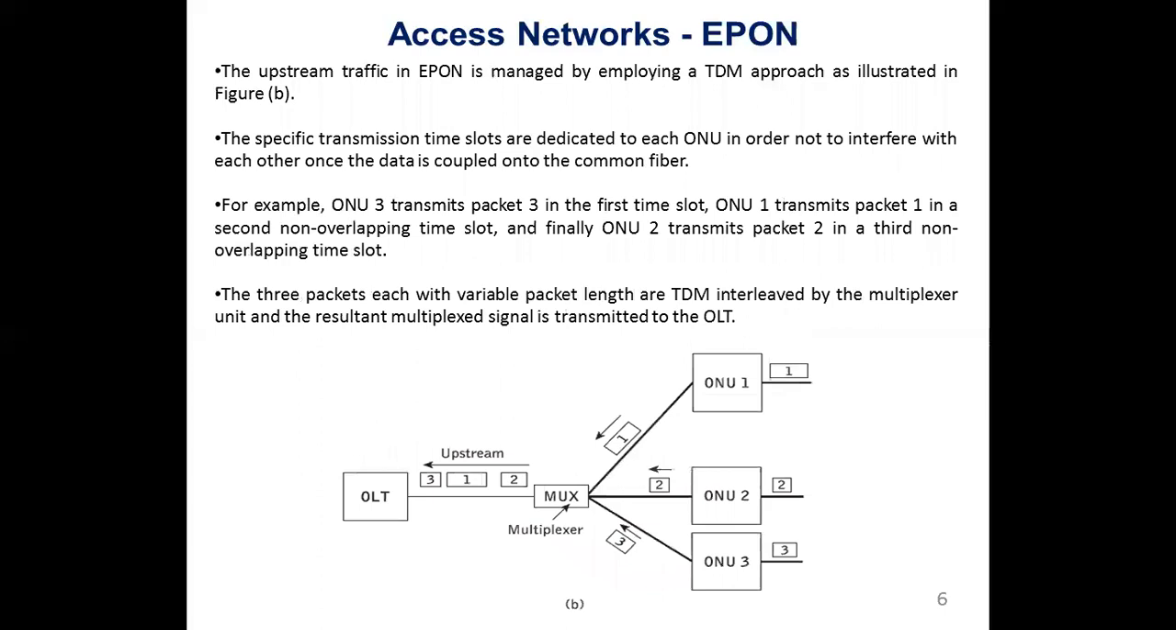So this diagram shows the upstream traffic in the Ethernet PON, and this is managed by using the time division multiplexing technique. Transmission slots will be dedicated to each ONU, and therefore there will be no interference once the data is coupled onto a common fiber. For example, ONU 3 will transmit packet 3 in the first time slot, ONU 1 transmits packet 1 in the second non-overlapping time slot, and so on. So the 3 packets, which are variable length, very important, variable length packets, are TDM interleaved using the TDM technique. Now these will be multiplexed, and the resultant multiplexed signal will then be transmitted to the OLT.